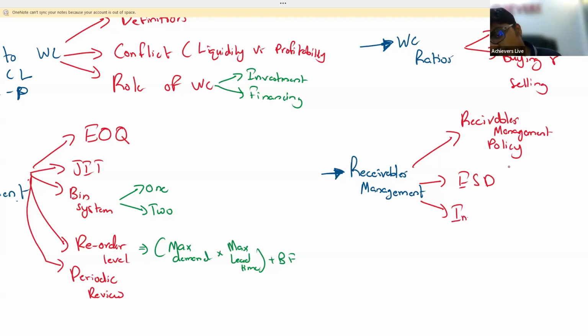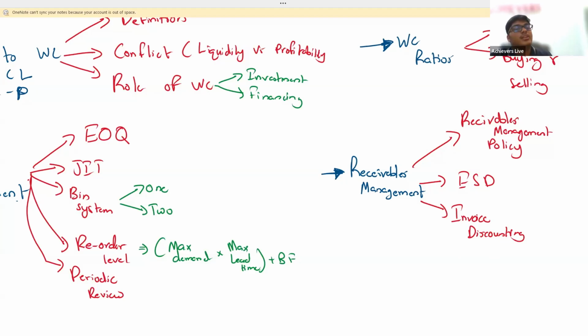Next thing, invoice discounting. What is invoice discounting? Invoice discounting is when the company is selling the invoices of your receivables. You are selling your receivables to someone called an invoice discounter. When you are selling this, the invoice discounter will give you an advance on the receivable value. So you can raise financing this way.